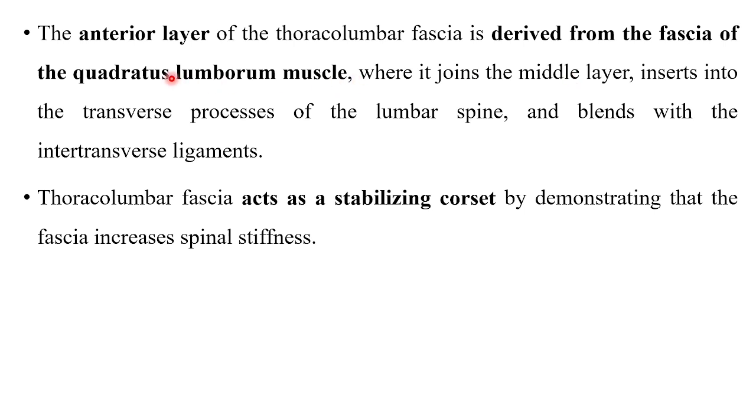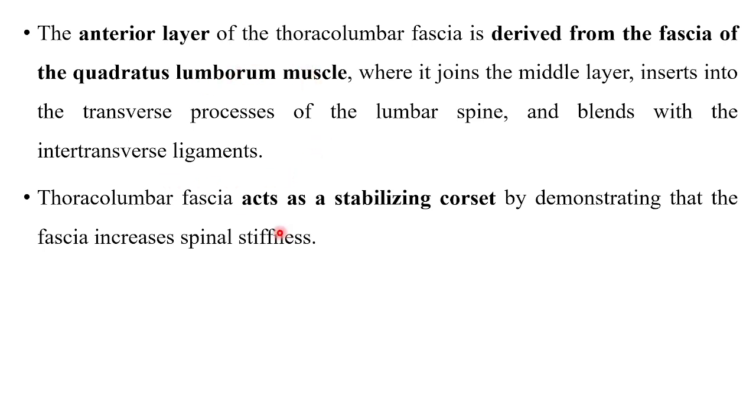The anterior layer of the thoracolumbar fascia is derived from the fascia of the quadratus lumborum muscles, where it joins with the middle layer, inserts in the transverse process of the lumbar spine, and blends with the intertransverse ligament. So the anterior layer will be joining with the middle layer, inserting over the transverse process of the lumbar spine, and blending with the intertransverse ligaments. So this anterior layer is derived from the quadratus lumborum muscle fascia.